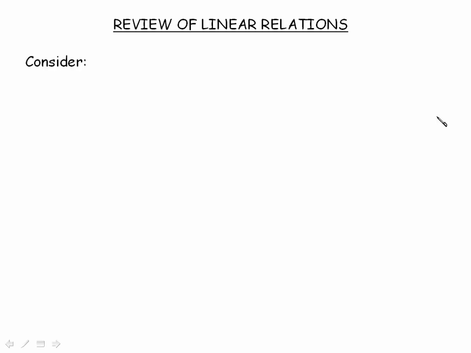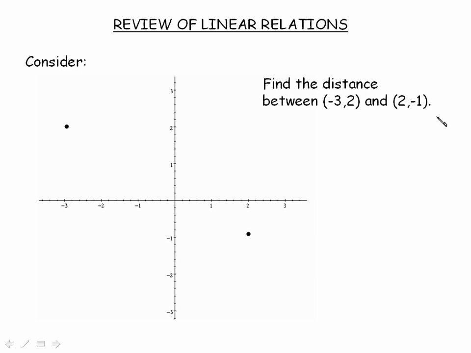If we take a look at a graph like this, just a regular grid with 2 points indicated, the question is, find the distance between (-3, 2) and (2, -1). Now, of course, you could simply draw a triangle and then use Pythagoras' theorem to solve. But there is also a formula for it, and I'm going to take you to that first and then go back.